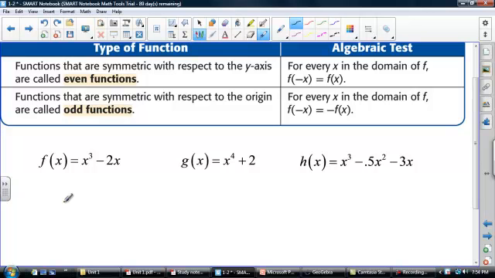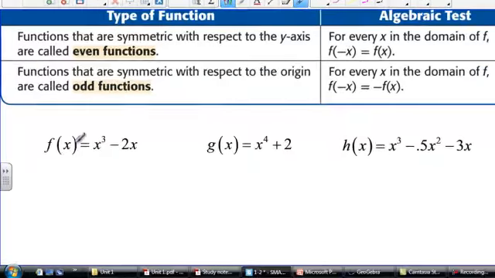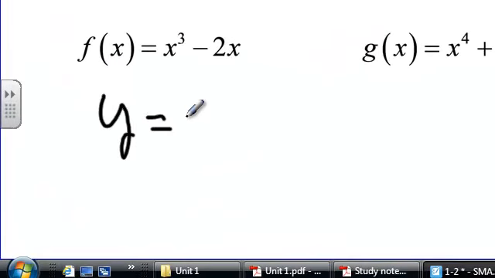First thing I would do with this, I would put it into a graphing calculator and see what the picture looks like. After looking at the picture, it looks like it might be symmetric around the origin. So thinking that it might be symmetric around the origin, I'm going to change this around. Another name for f of x we said was y. So I'm going to say y equals x cubed minus 2x.